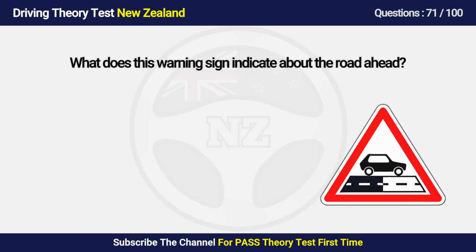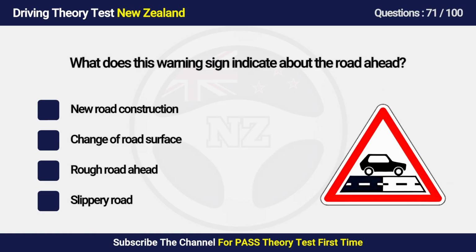Question 71. What does this warning sign indicate about the road ahead? A. New road construction. B. Change of road surface. C. Rough road ahead. D. Slippery road.